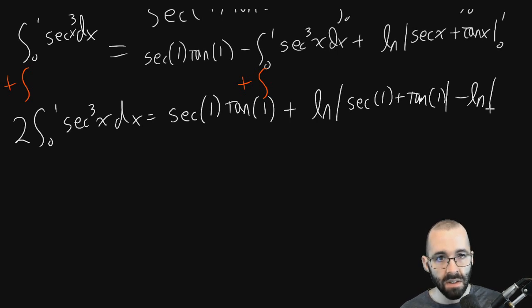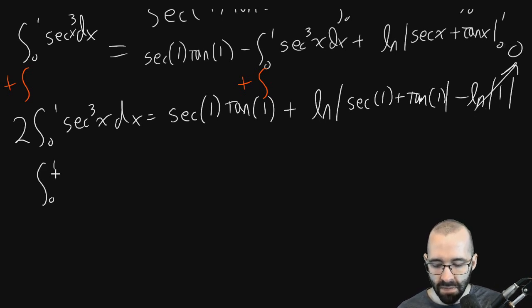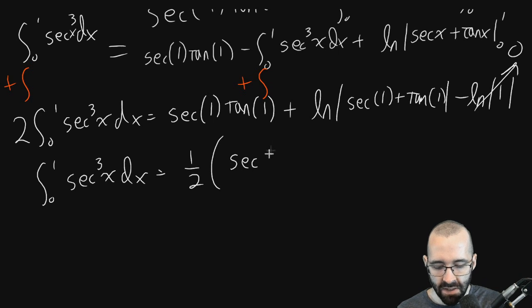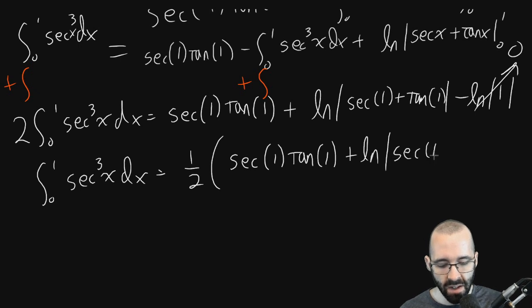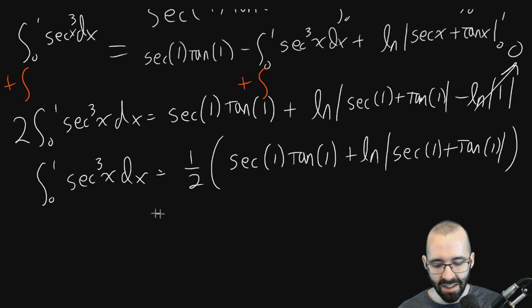Secant of 0 is 1. It's 1 over cosine of 0. Tangent of 0 is 0. 1 plus 0 is 1. Natural log of 1 is 0. Great, that all goes away. Divide both sides by 2. And that is going to give us 1/2 secant of 1 tangent of 1 plus the natural log of the absolute value of secant of 1 plus tangent of 1. That's as simplified as it gets.